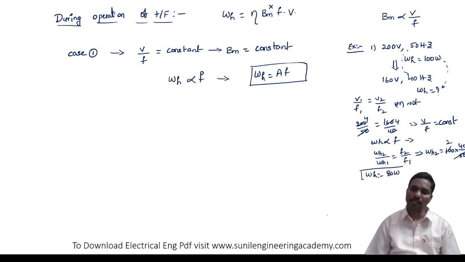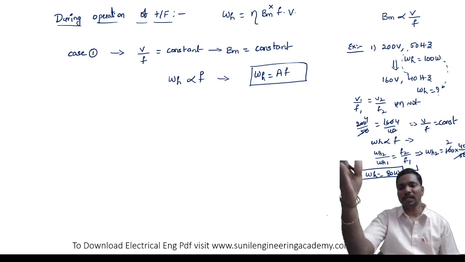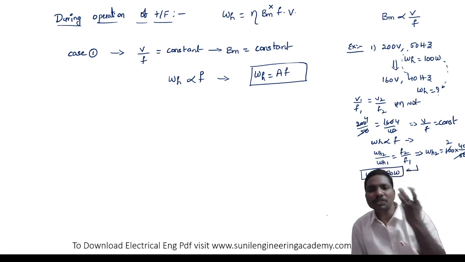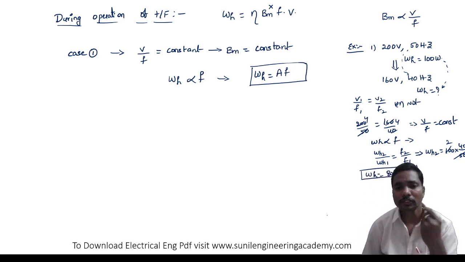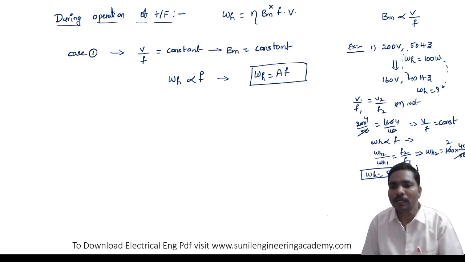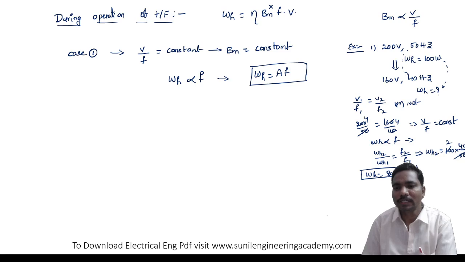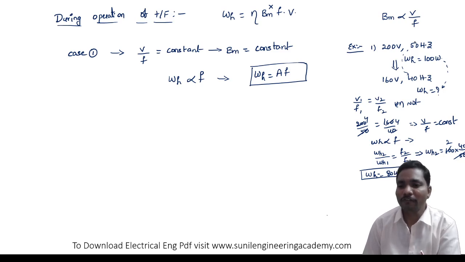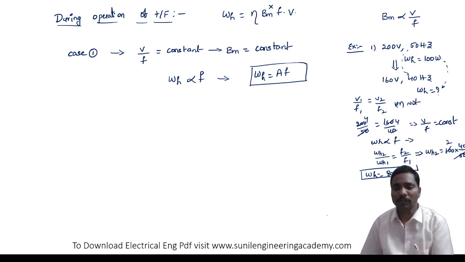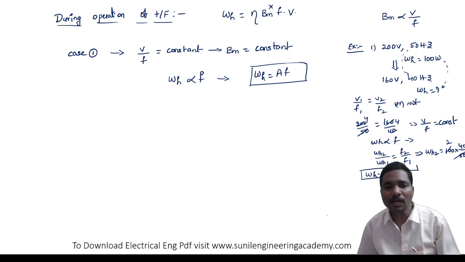So like that you can easily get it. Here, just for understanding, I am giving all this. In the examination there is no need to do all this. In your mind itself, 200 by 50 is 4 and 160 by 40 is 4, so it is balanced. V by F is constant, then WH is proportional to just frequency. As frequency reduces, hysteresis losses also reduce. 50 to 40 means 100 to 80. So within 10 seconds you can give the answer.